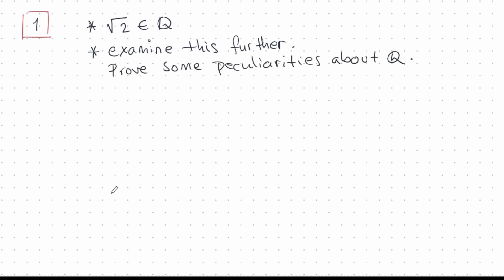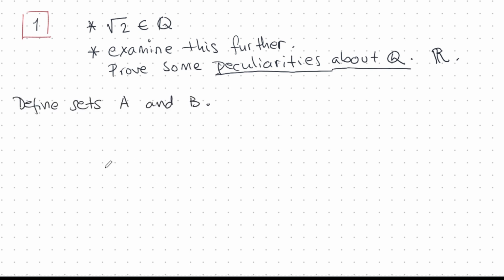And what we're interested in proving are some peculiarities about the set of rational numbers. These peculiarities shed some light about why we don't just use rational numbers for everything in mathematics and why mathematicians had to introduce R, the real numbers. So let's get to work on that.